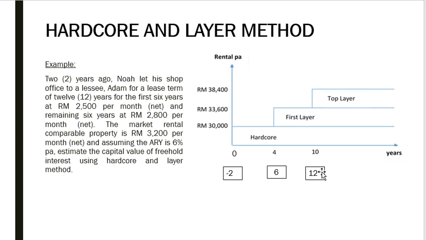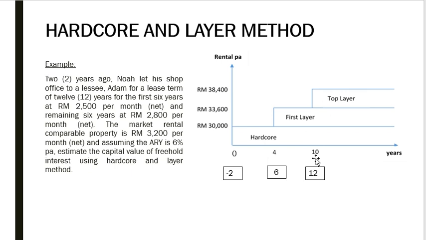Remember? In this case, because we are doing the layer method and we want to put this here as 0, so 10. Why is the answer 10? Because 12 minus 2, the unexpired term would be 10 years. And 6 minus 2, here would be 4 years. So the years here will be 0, 4, and also 10.